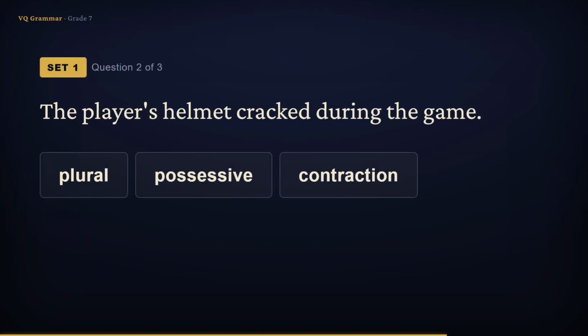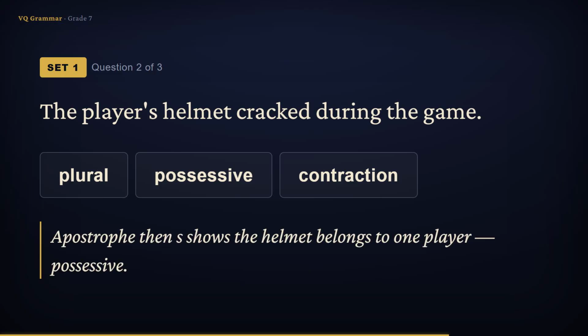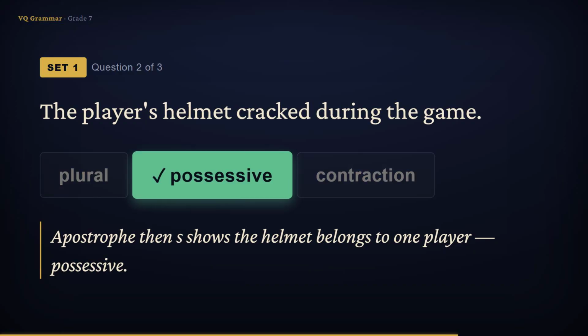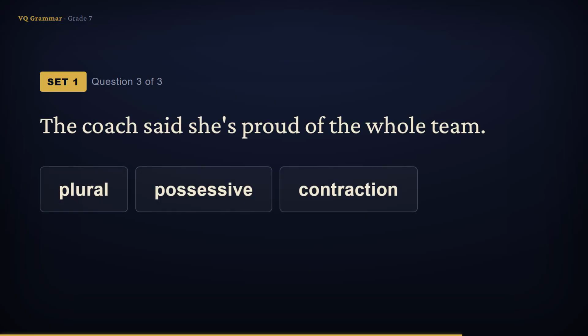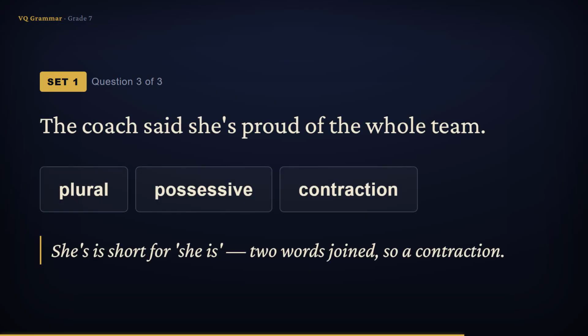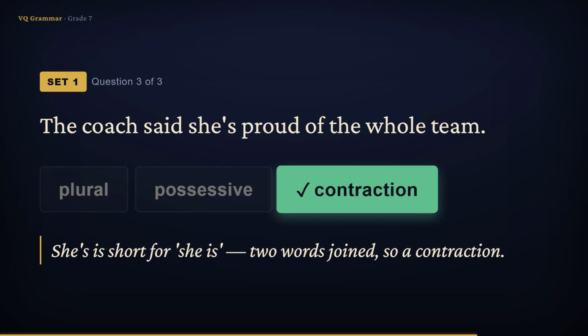The player's helmet cracked during the game. Look at player's with an apostrophe, then an S. The helmet belongs to one player, so this is showing ownership, so the answer is possessive. The coach said she's proud of the whole team. What is she's standing for here? It's short for she is, 2 words squeezed together, with the apostrophe holding the missing letter. So the answer is contraction.